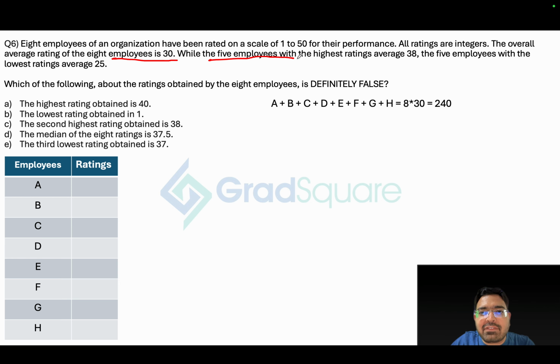The average of the 5 employees with the highest rating is 38, so the 5 employees with the highest rating are A, B, C, D, E, right? So that average is 38. So 38 into 5 will give me the total value for A, B, C, D, E, which is 190.